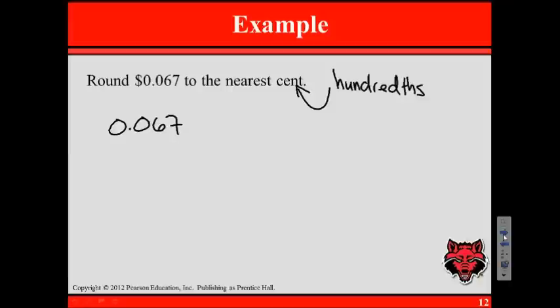0.067. The first place to the right of the decimal is the tenths. The second place to the right of the decimal is the hundredths place. So I circle my number that's in the correct place value. And then I look at the number to the right. I look at the 7.